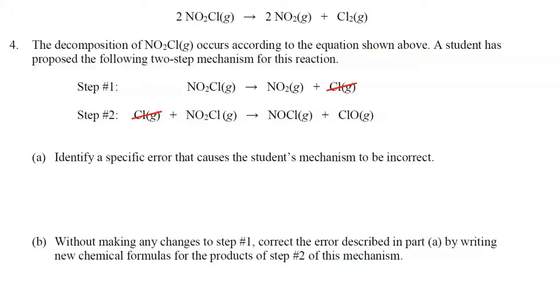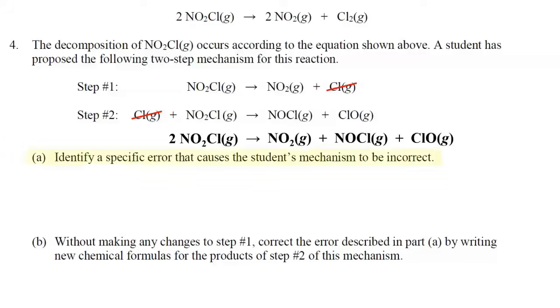Now I'm going to go ahead and see if I can add these 2 steps together. So I see 2 molecules of NO2Cl on the left. I see 1 molecule of NO2, 1 molecule of NOCl, and 1 molecule of ClO.